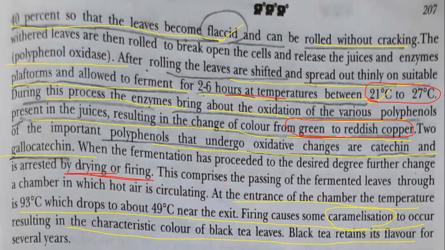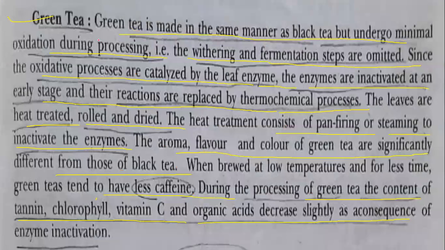This comprises the passing of fermented leaves through a chamber in which hot air is circulating. At the entrance, the temperature is about 93 degrees, and at the exit, it is about 49 degrees. So the firing causes some caramelization to occur, resulting in the characteristic color of the black tea leaves. And black tea retains its flavor for several years.